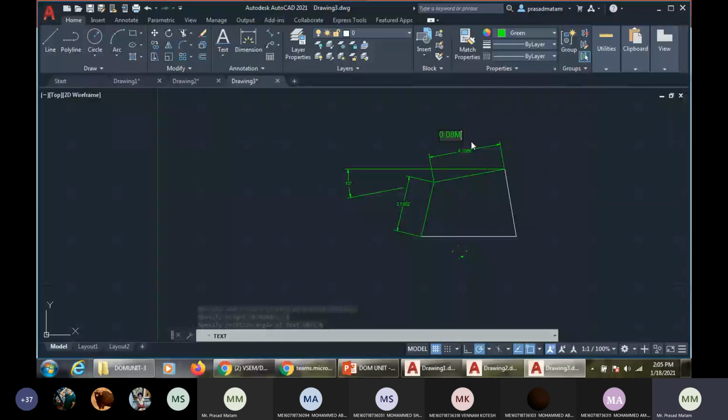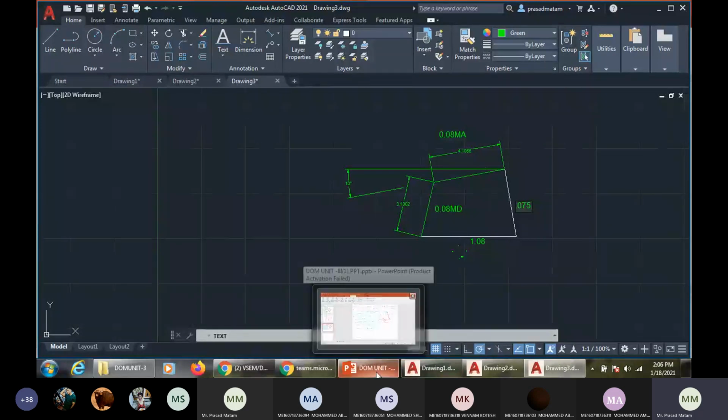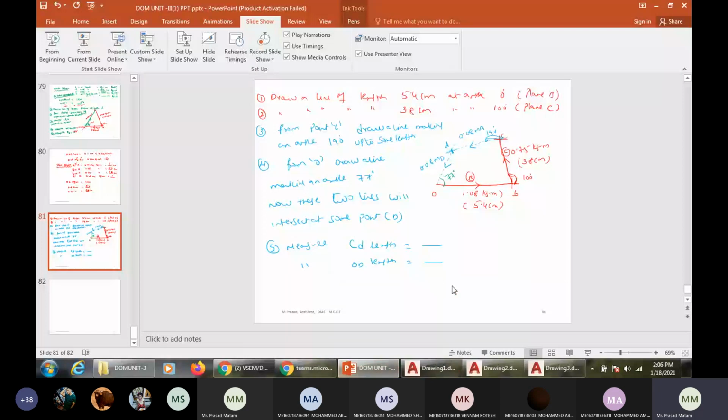Yeah, I need to find here. This value is 0.08 MD, and the base is 1.08. And this is 0.75 kg meter. Now you got all the values. We know this also. Now for plane D it is 3.1 centimeter, 0.08 MD is equal to 3.1 centimeter. 0.08 MA is equal to 4.1 centimeter. Now let us write here 0.08 MA.